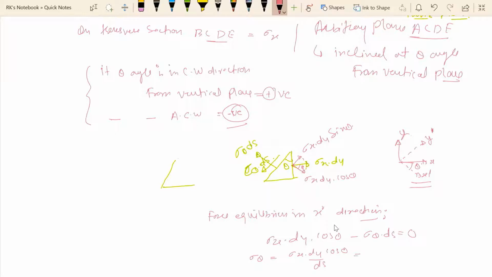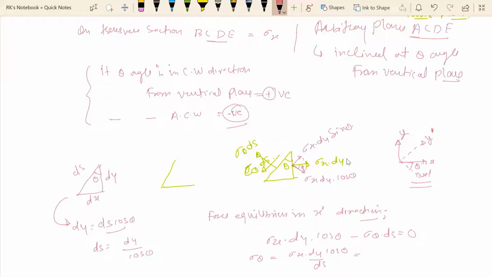And as we know, from this figure, if this direction is dy, this is x, this is ds, and this is theta, then we can say dy equals ds cos theta. So we can find ds is equal to dy over cos theta.